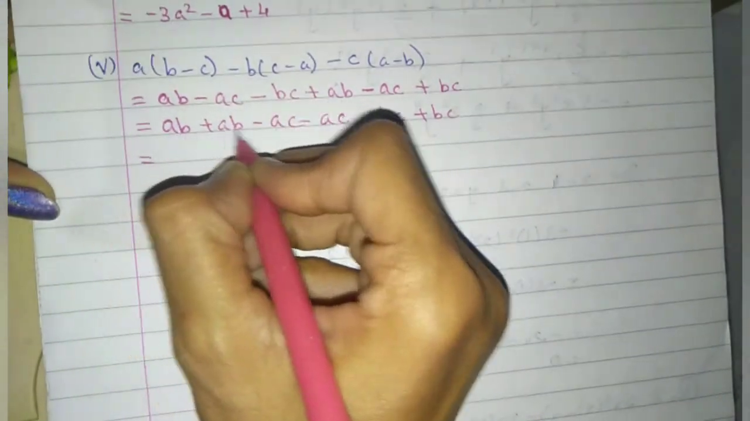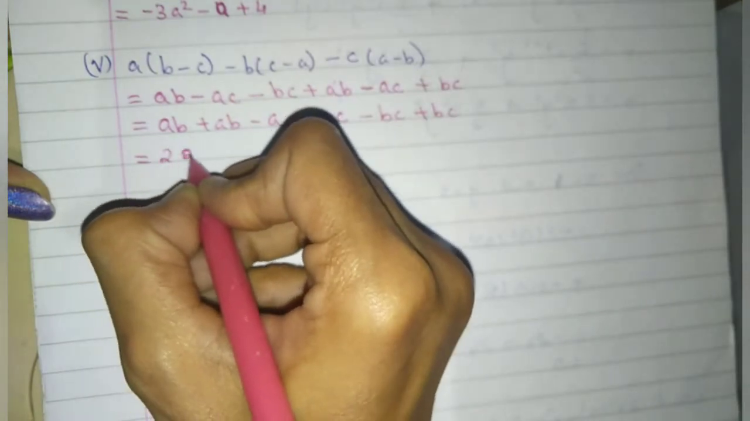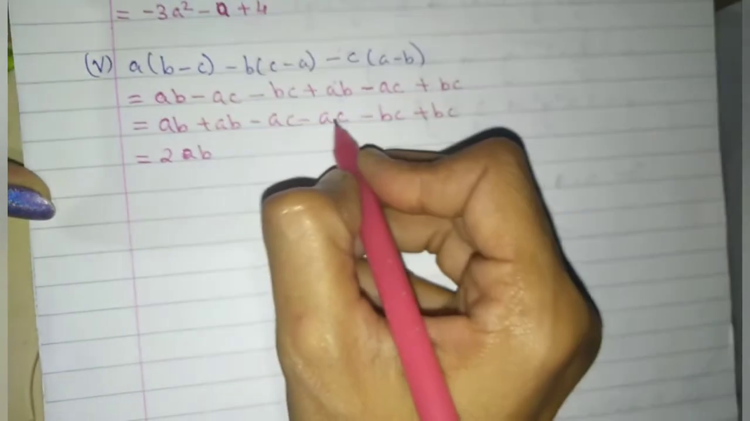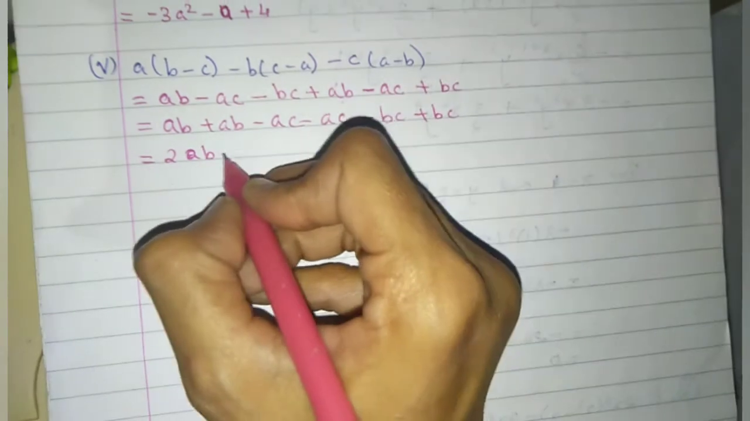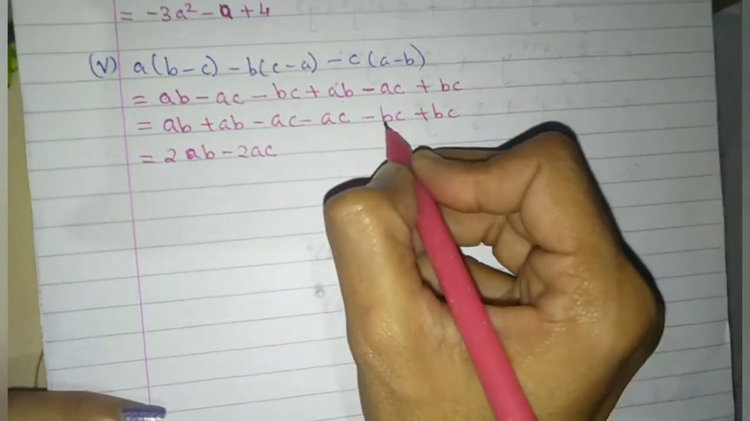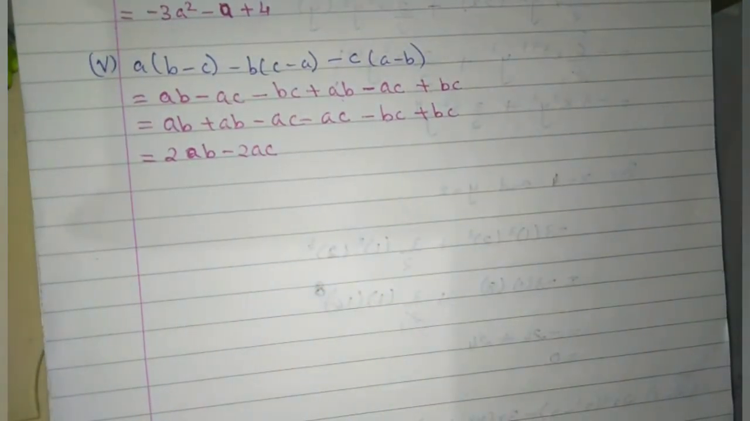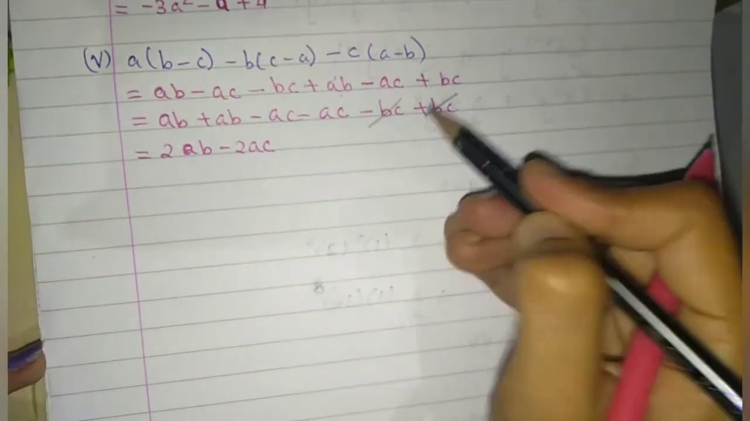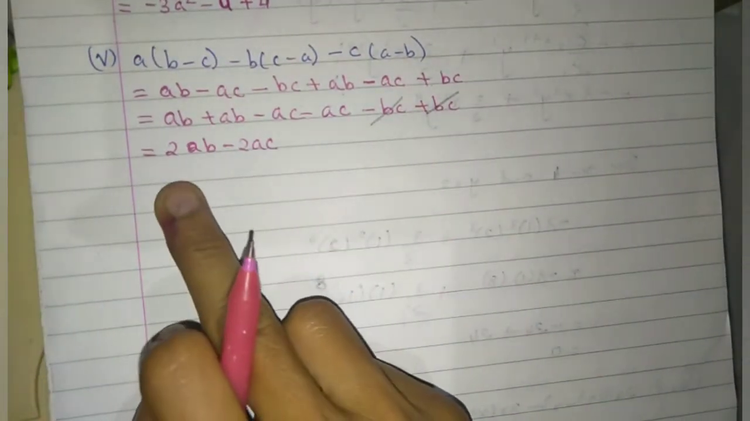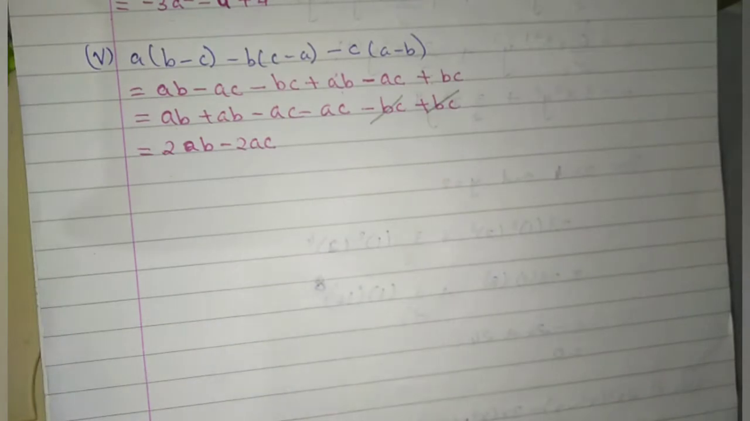This ab plus ab is 2ab, minus ac minus ac is minus 2ac, and minus bc plus bc, that is 0. So we can cancel here. The answer is 2ab minus 2ac.